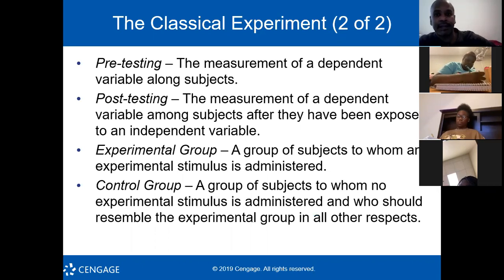Let's look at, again, these aspects of the classical experiment in more detail. As I said, in this chapter you're going to see many different types of experiments. There's not just one type of experiment in social science. The classical experiment is one such method.